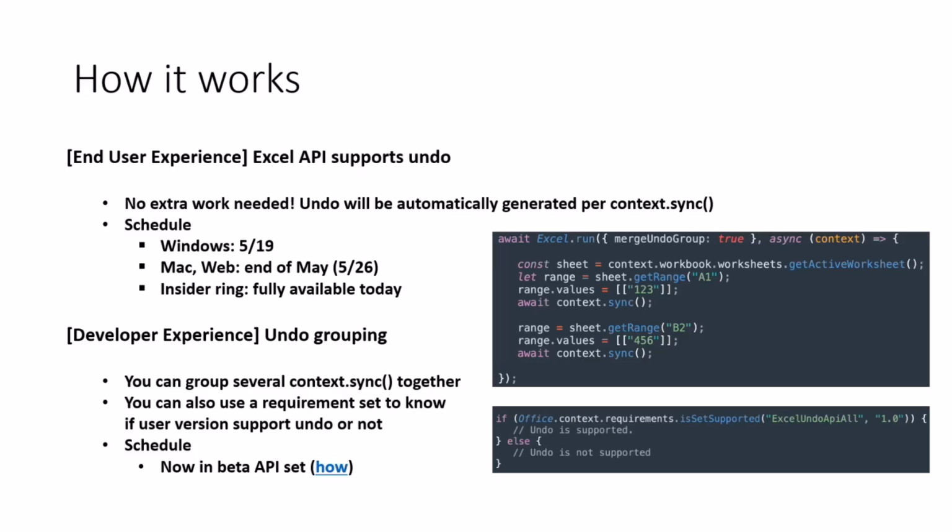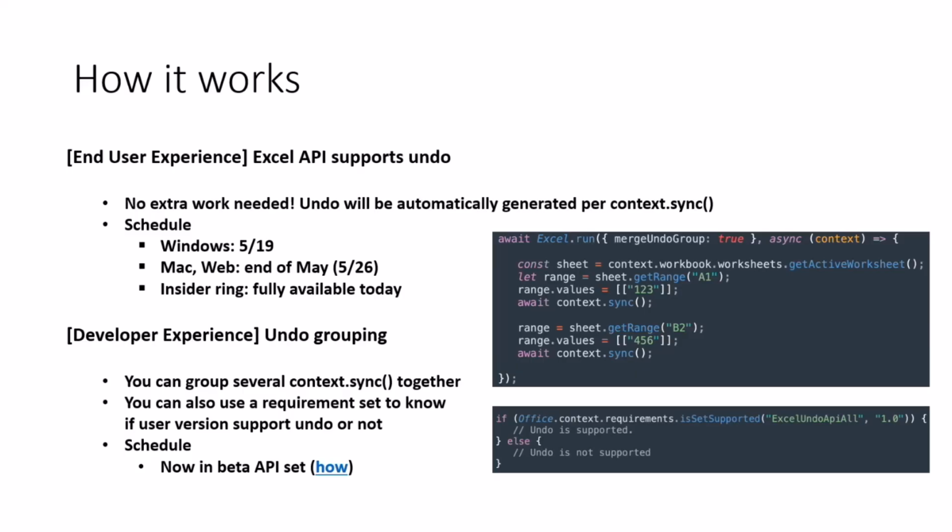The reason our partners don't need to spend extra work is that we automatically use the context sync as the minimum unit. When we're building add-ins, we encapsulate the behaviors into context sync. So we take that as a point to build up each undo stack.